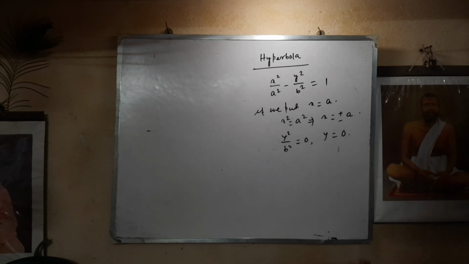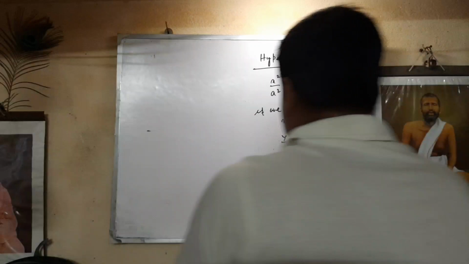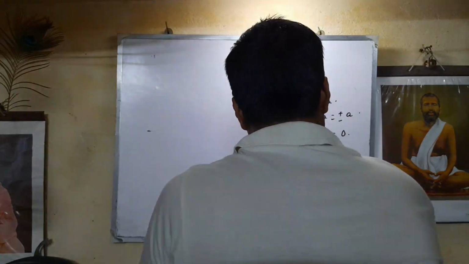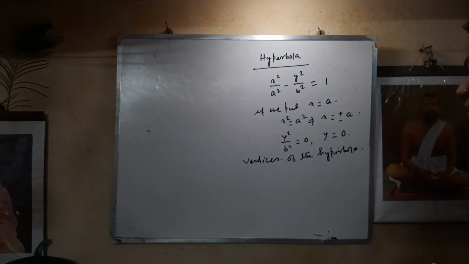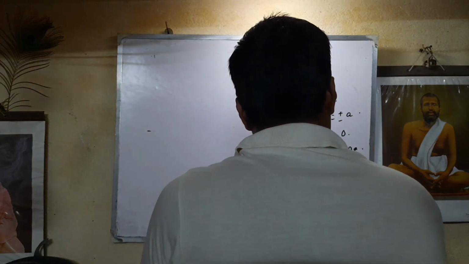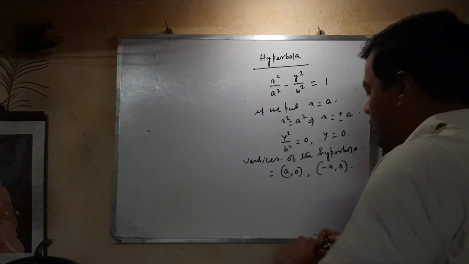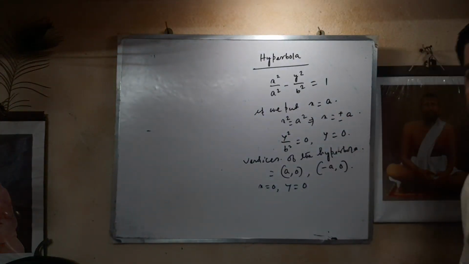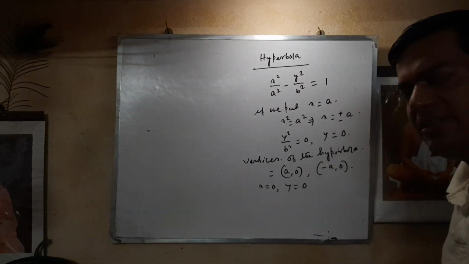That is, the vertices of the hyperbola lie at a comma 0 and minus a comma 0. And x equal to 0 and y equal to 0 are the two asymptotes to this hyperbola.